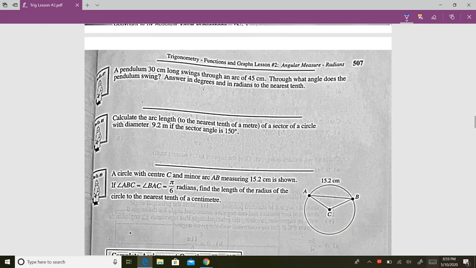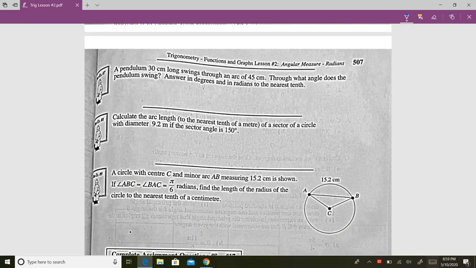You can use this to solve some problems. So a pendulum, 30 centimeters long, swings through an arc of 45 centimeters. So 30 centimeters swings through an arc of 45. What is the angle? Well, the formula is A is equal to r theta. If I want to find theta, it's going to be A over r is equal to theta. Your arc length is 45 centimeters divided by the radius, which is 30.